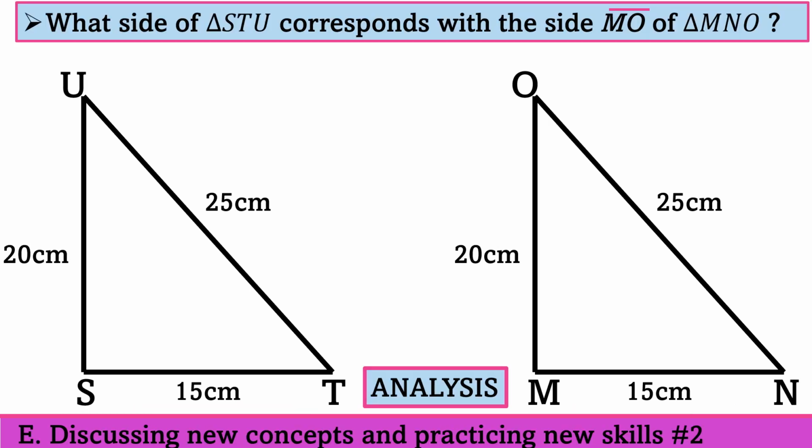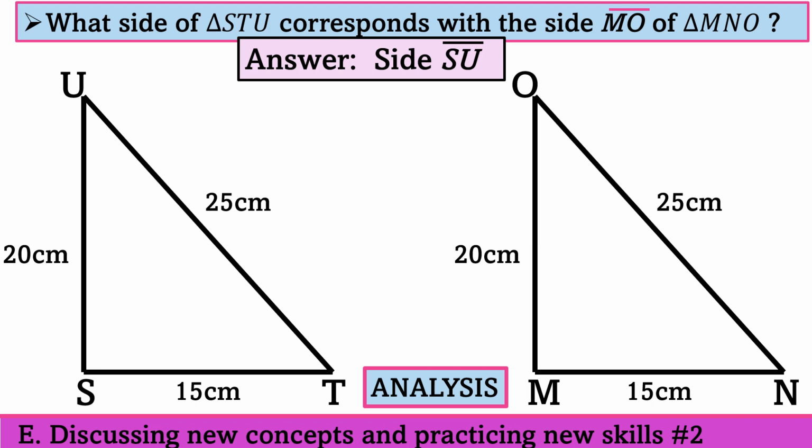Now, what side of triangle STU corresponds with the side MO of triangle MNO? Correct. So we have side SU. So side MO corresponds to side SU of triangle STU. Get it?